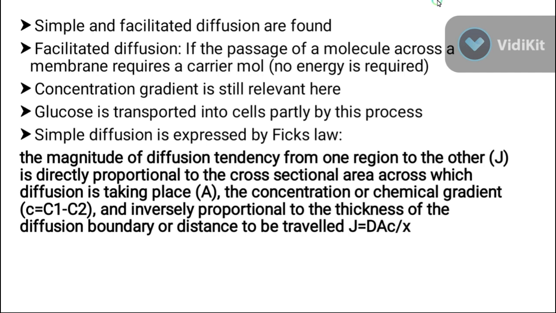Simple diffusion is expressed by Fick's law. The magnitude of diffusion tendency from one region to the other, J, is directly proportional to the cross-sectional area across which diffusion is taking place, A, the concentration or chemical gradient, C equals C1 minus C2, and inversely proportional to the thickness of the diffusion boundary or distance to be traveled: J equals DAC/X.